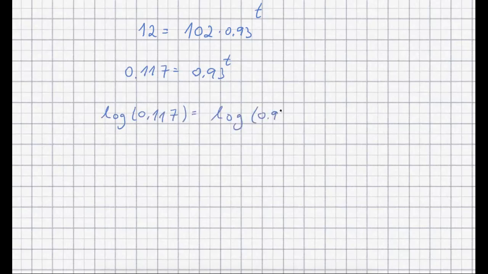Okay, so log 0.117 equals log 0.93. Just tell me what you're doing because I don't know. Okay, fine. So right now I'm doing log 0.117 equals minus 0.931. And then it's t times log 0.93 equals minus 0.03. And then I divide.